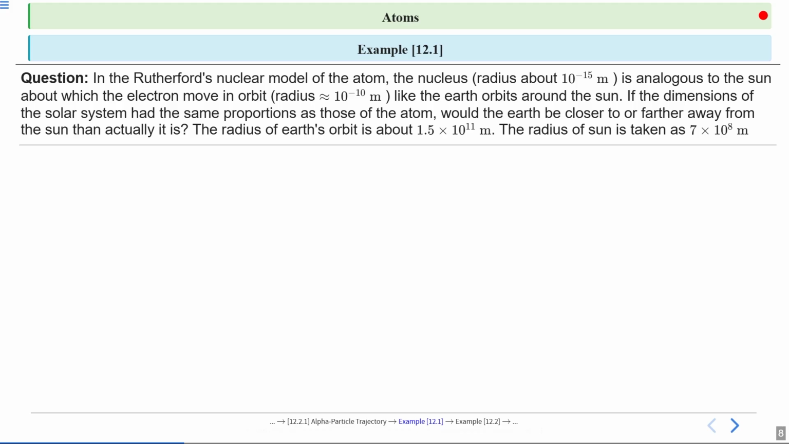So would the Earth be closer to or farther away from the sun than it actually is? The radius of Earth's orbit is actually about 1.5 into 10 to the power 11 meter. So if the dimensions of the solar system had the same proportion as that of the atom, we have to find whether the Earth would be closer or farther away from the sun than it actually is. And the radius of the sun is given as 7 into 10 to the power 8 meter.